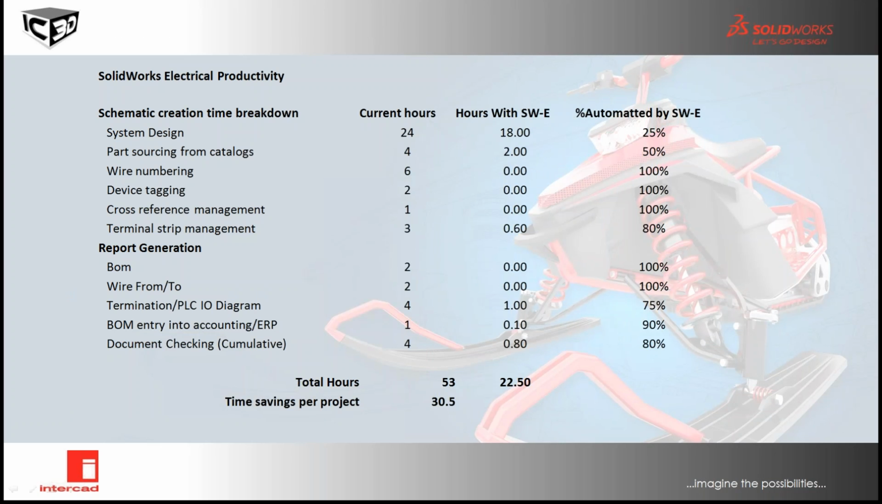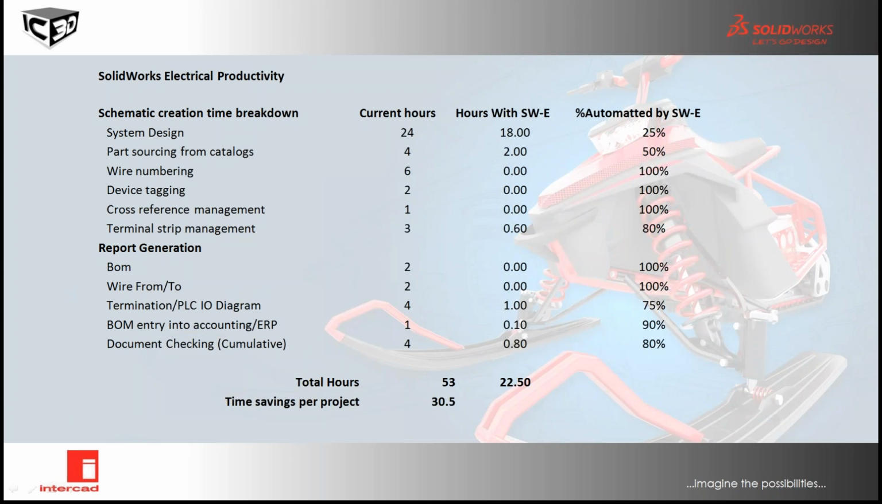So not a lot of gain there because you're still putting symbols there. Yes, there's some productivity gains there, but not whole heaps. Where we see and predict the most productivity gains is the tasks where you do manual tasks, such as wire numberings, device tagging, cross-reference management, terminal strip management, bill of materials, from-to list, and everything.